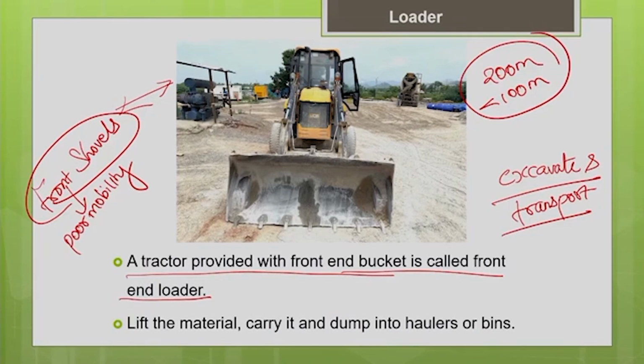But the advantage of the loader is that it can excavate the material as well as move it to a certain haul distance. Depending upon the mounting, you can go up to 200 meters for a wheel loader or less than 100 meters for a crawler loader. That advantage you have with the front end loaders when compared to other excavators like front shovels. So we have just compared the front shovel and the front end loader. But if discussed from the cost perspective, the loaders are cheaper when compared to the front shovels. There is another advantage.